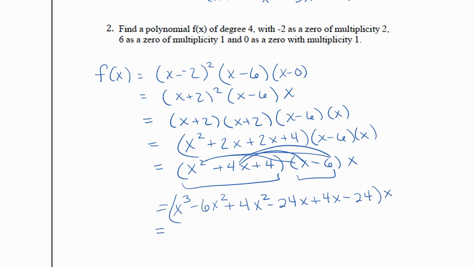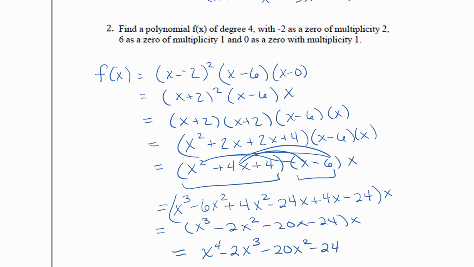So let's combine our like terms. We have x cubed minus 2x squared minus 20x minus 24 times x. So now we'll just distribute that x, and that just puts an extra power of x on all the terms. So our final polynomial here is x to the 4th minus 2x cubed minus 20x squared minus 24x.